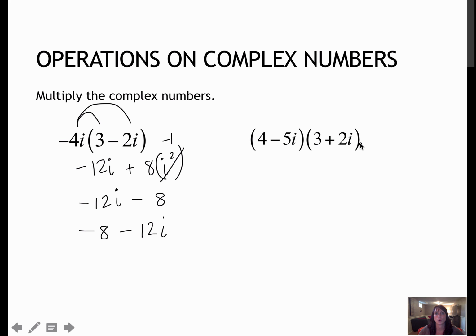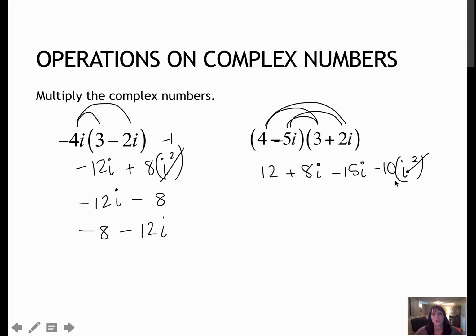For my second one, I'm going to FOIL. 4 times 3 is 12. 4 times 2i is 8i. Notice this one I've got a minus. So a minus 5 times 3 is minus 15i. And a minus 5i times 2i gives me minus 10i squared. So now again, the i squared turns into negative 1, which means this minus 10 times minus 1, this whole thing turned into positive 10.